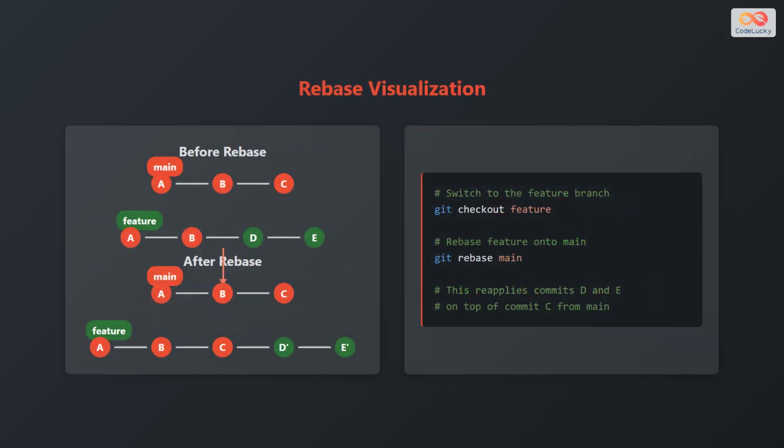Before the rebase, you have a main branch with commits A, B, and C, and a feature branch branching off from commit B with its own commits D and E. After the rebase, the feature branch moves to start after commit C, and the commits D and E are reapplied on top of commit C, resulting in new commits D' and E'.